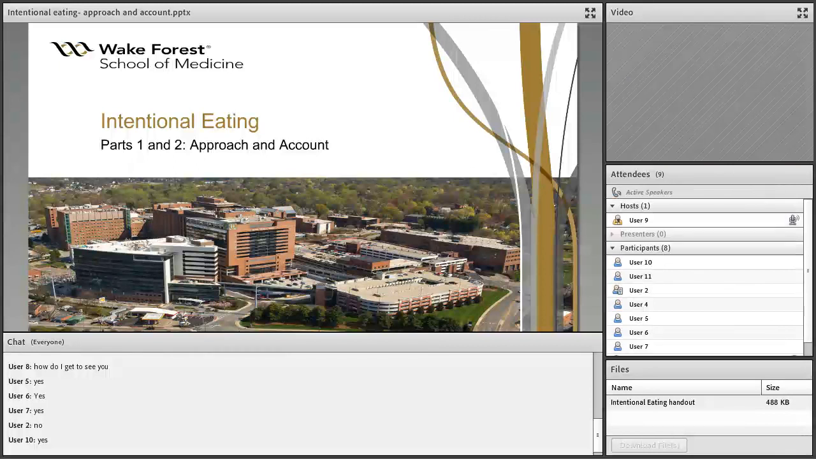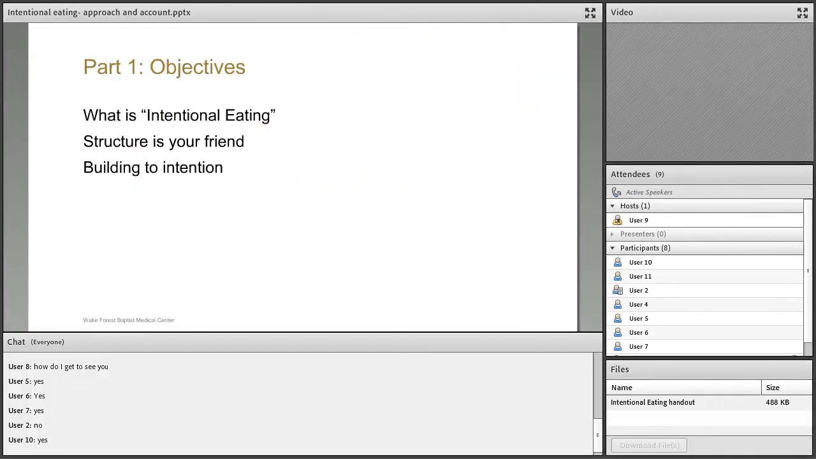So what I'm going to do is talk about this idea of intentional eating. We'll do this in sort of two parts. We'll talk about intentional eating first, and then go through accountability and what that means and how that works with this idea of intentional eating. So first part, we're going to go through and say, what is intentional eating? What is structure, and how do we build to that point of intentional eating using the structure?